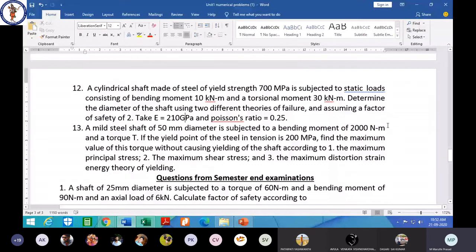It is subjected to a bending moment of 2000 Newton meter and a torque. Here they have not given the value of the torque. If the yield point of the steel in tension is 200 megapascal, find the maximum value of this torque without causing yielding of the shaft according to maximum principal stress, maximum shear stress, and maximum distortion strain energy theory.